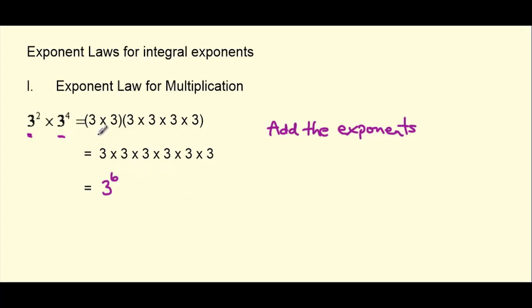Mathematically how this works is we're going to write out 3 squared, 3 times 3, and 3 to the exponent 4, 3 times 3 times 3 times 3. And really all that is 6 3's being multiplied together, or 3 to the exponent 6.